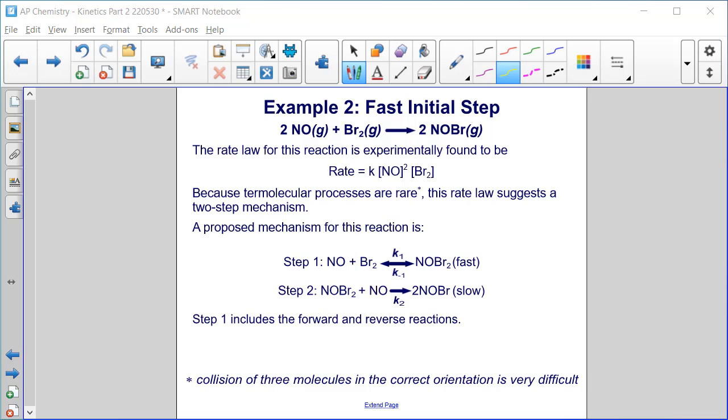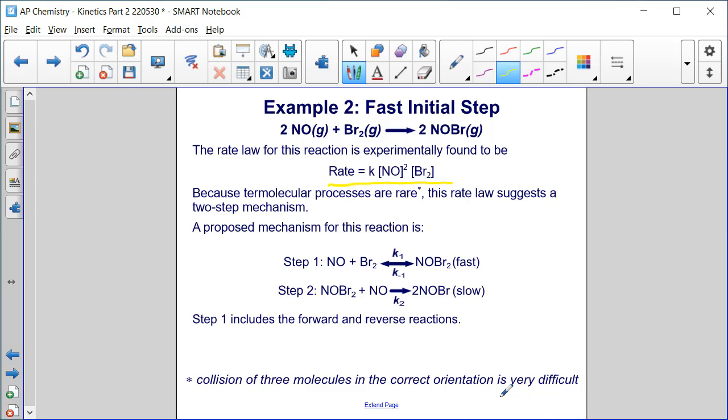Example 2, fast initial step. So you have 2 NO2 gas plus Br2 gas producing 2 NOBr. This is our overall reaction. Experimentally, the rate law is K times NO2 squared times Br2. Because termolecular processes are rare, and the reason is collision of 3 molecules in the correct orientation is very difficult, this rate law suggests a 2-step mechanism.